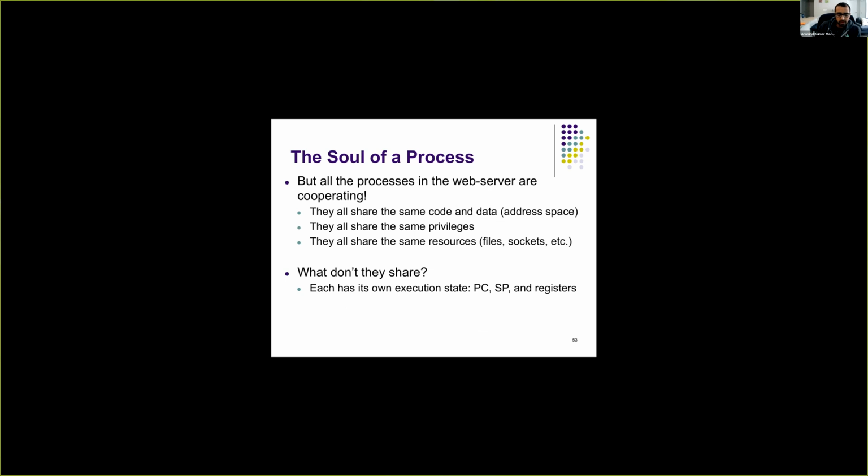But if you think about it, this seems to be useless. Why? Because if we take our web server example, all the processes in the web server are cooperating. That means they all share the same code and data. They always execute the same piece of code, and they also have the same privileges. So it's not that we handle one request with more privilege compared to the other request, right? We handle all the requests with the same privileges.